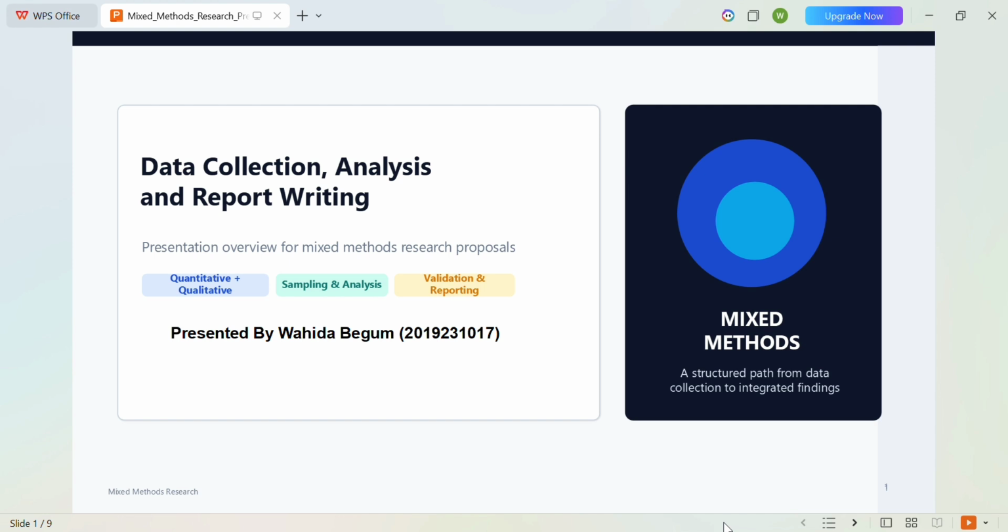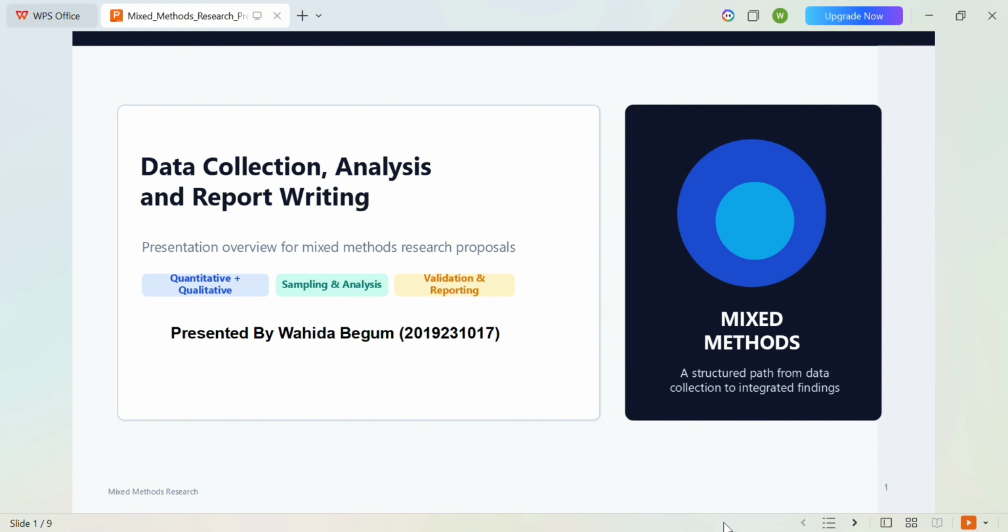Today we will be talking about data collections, analysis and report writing, focusing on the mixed methods research approach. This method combines both qualitative and quantitative research to give a more complete picture. Let's explore the steps involved in it.